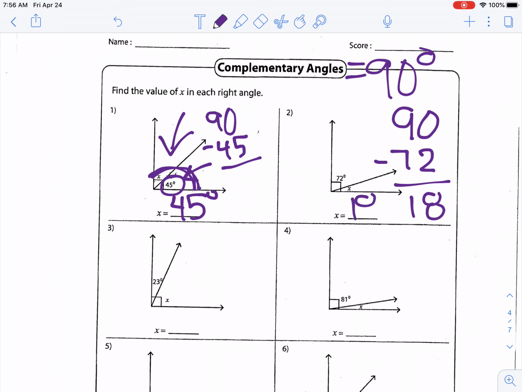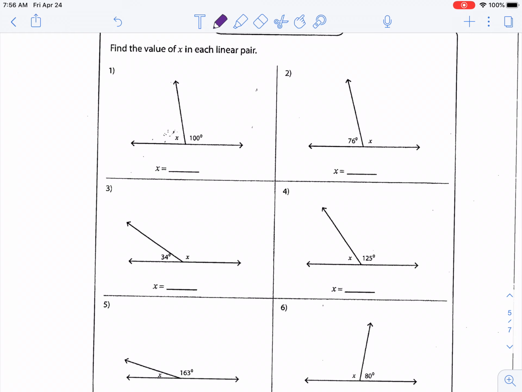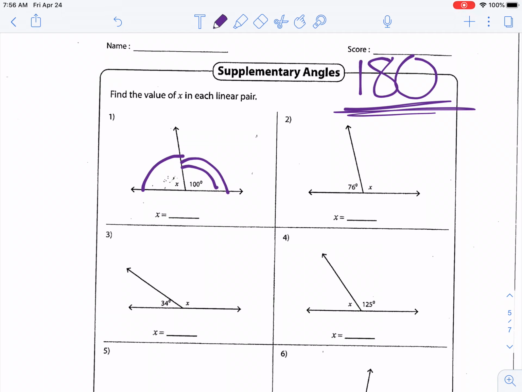And we'll put the little degree mark. So for complementary angles, they have to equal 90 degrees. Supplementary, on the other hand, equal, what do we say? 180, because they make a straight angle. So that means that this angle plus this angle has to give me 180. So right now they're giving me 100.